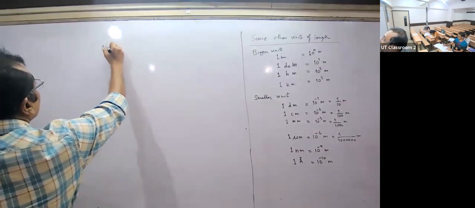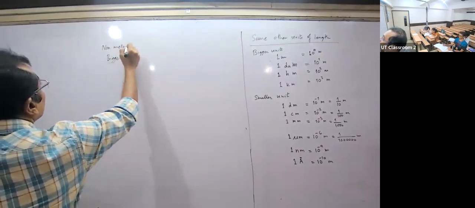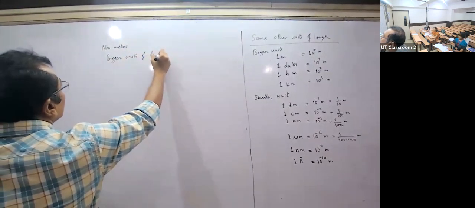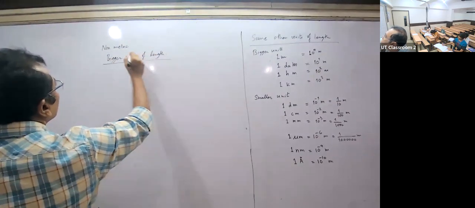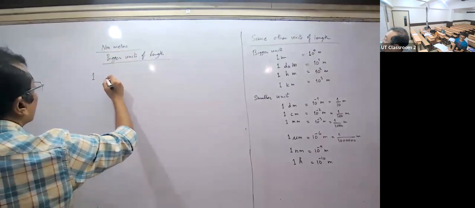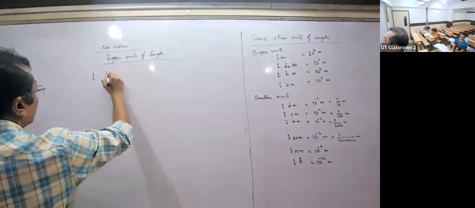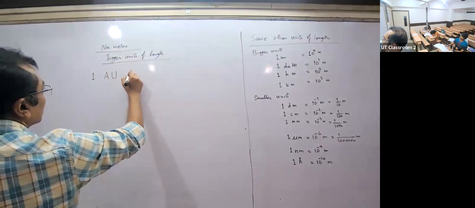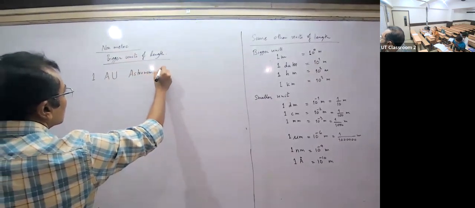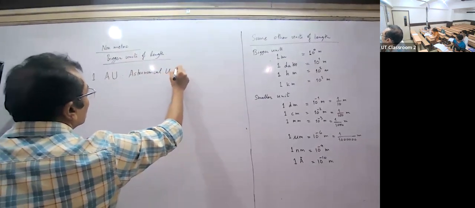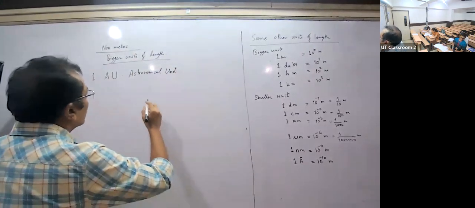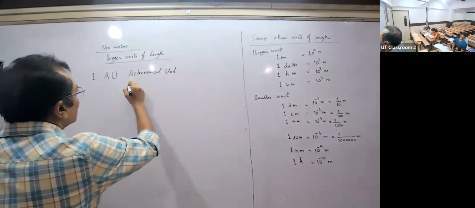First is AU. This is astronomical unit. Now what is this astronomical unit length equal to? It is the length between Earth and Sun. So it is basically the average distance.